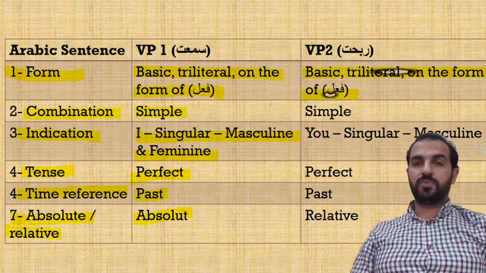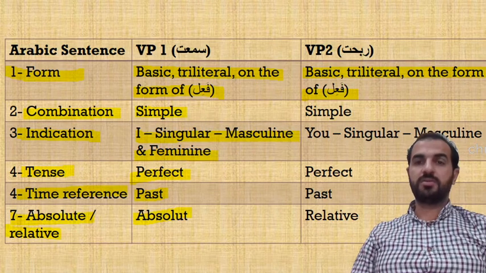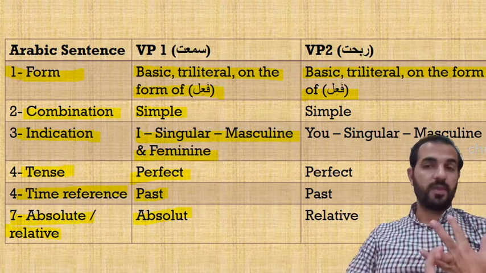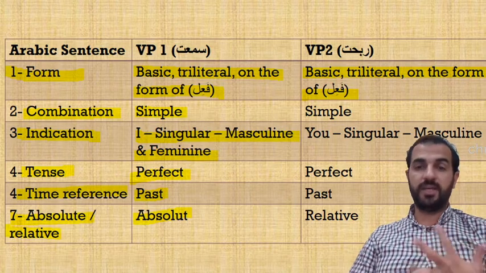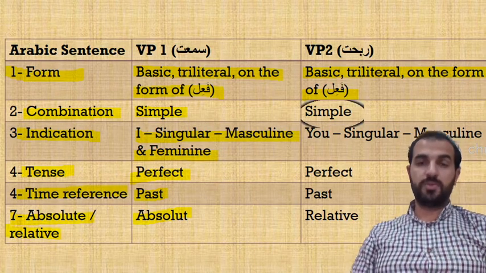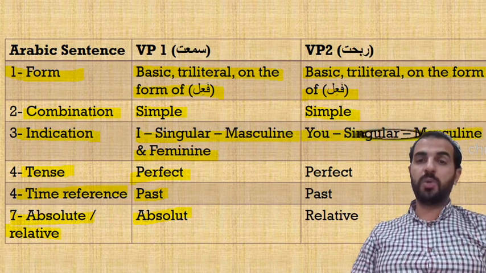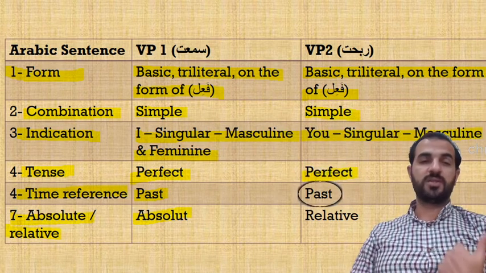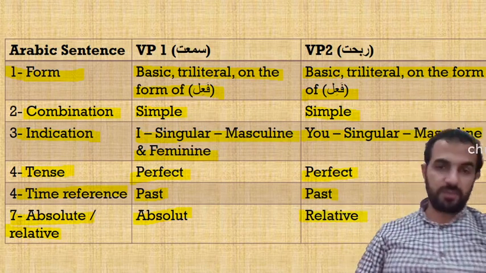VP2 ربحته basic. Three literals. ثلاثي. مجرد. On the form of فعل أيضا. Combination simple. Indication you. Singular and masculine. Okay. Tense perfect, time reference past, وهو relative.